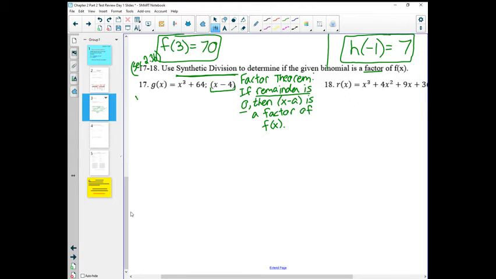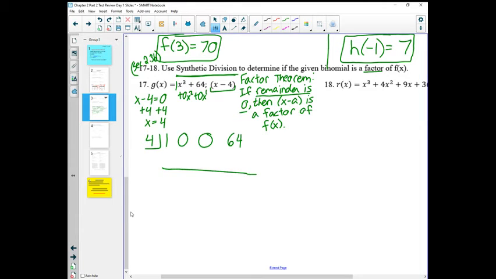To use synthetic division here, first going to need to solve for x by adding 4 to both sides. So x equals 4 goes in the synthetic division box. The first coefficient here is 1, but we are missing the x squared term and the x to the first term here. So I put zeros there to hold the place of x squared and x. And then 64 at the end. Now let's divide to check our remainder.